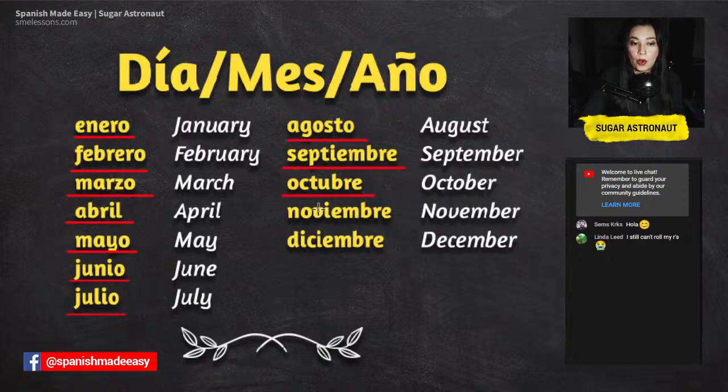Octubre, October. Noviembre, November. And lastly, Diciembre, December. Okay, those are the months that you need to know in order to say dates in Spanish.